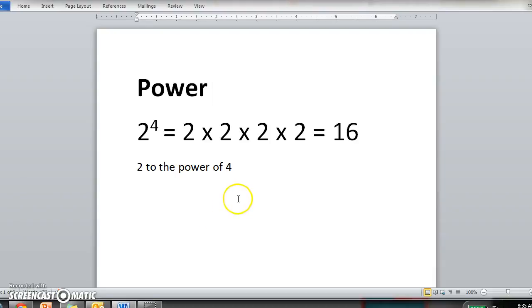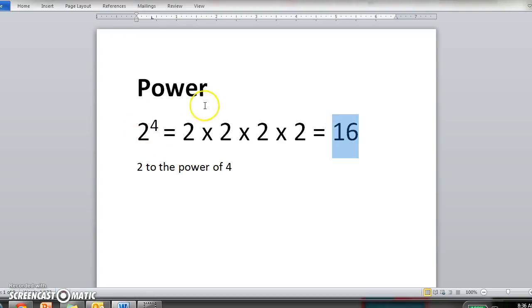Okay, class, we are going to go over the vocabulary for chapter 2. So we're going to start off with the word power. Power means an answer that has a base and an exponent, such as this. This is 2 to the power of 4, which means 2 times 2 times 2 times 2. Power is the answer to that.